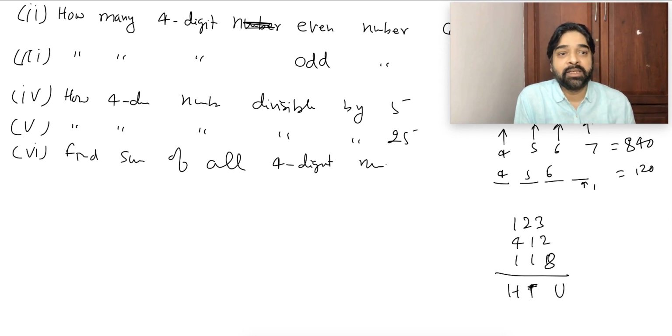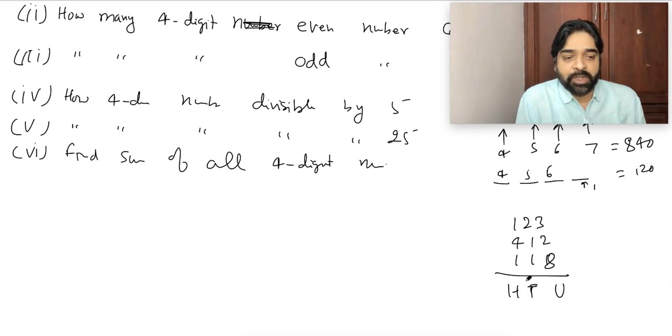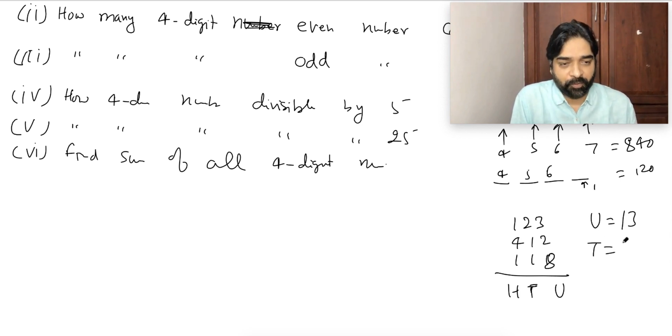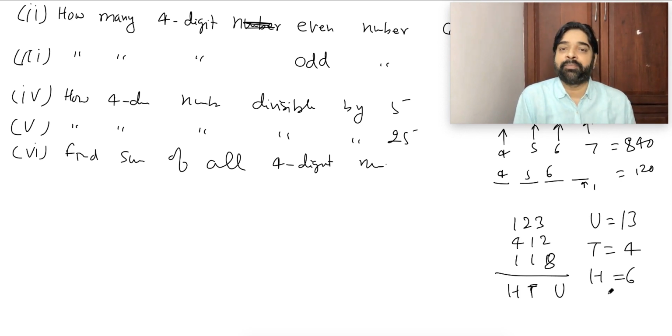H is the sum of all the digits present at the 100th place. The places are unit place, 10th place, 100th place. T is the sum of all the digits available on the 10th place. U is the sum of all the digits available on the unit place. What is the U value? You will say 3 plus 2, 5, 8, 13. T value, I will say 2 plus 2, 4, 4. And H value 6, no problem.